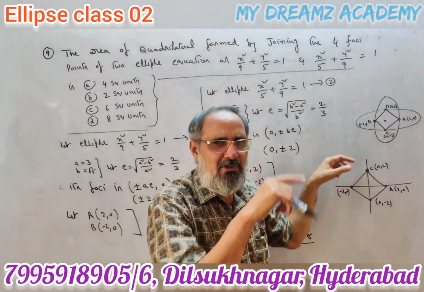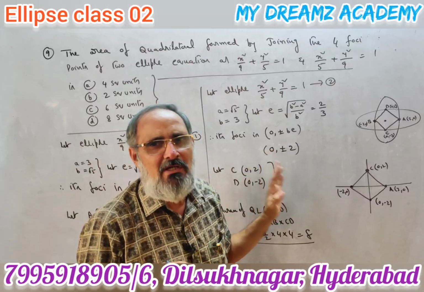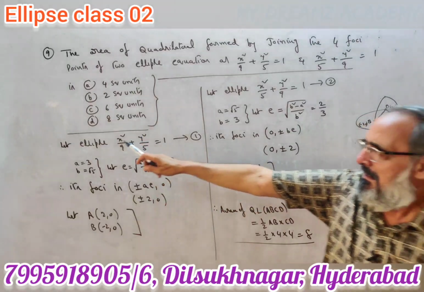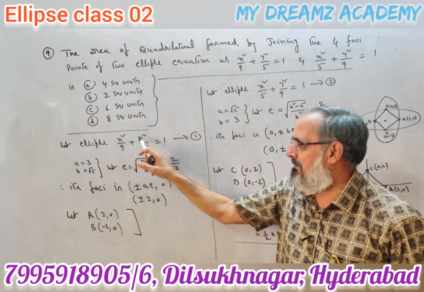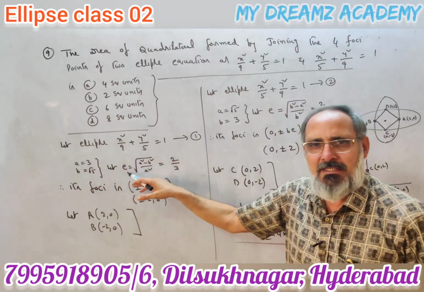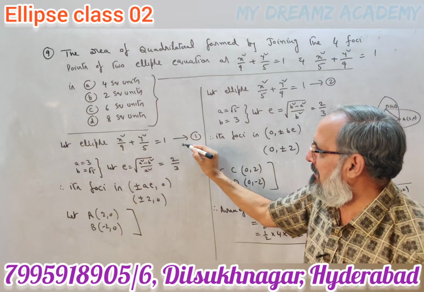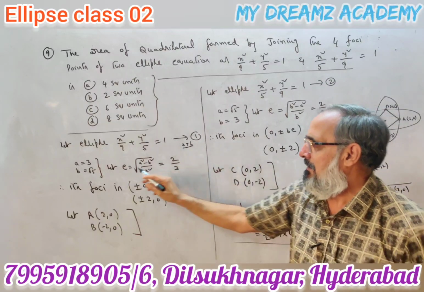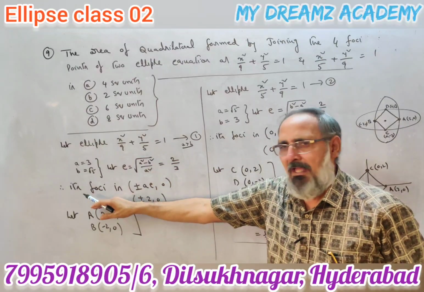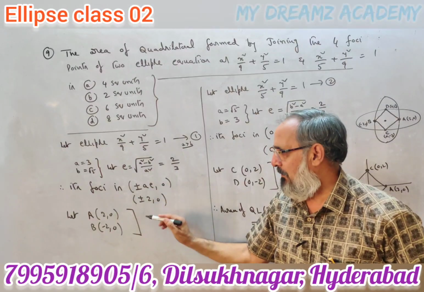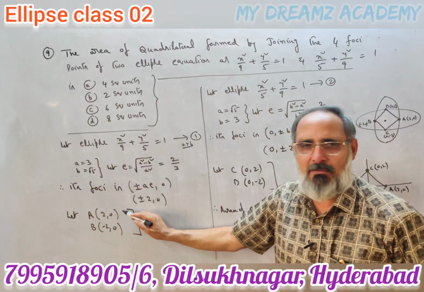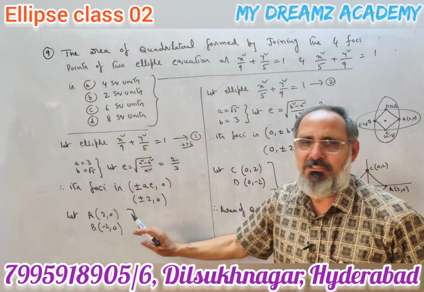If you attach all the 4 foci points, that gives the quadrilateral ABCD, and they are asking what is the area of the quadrilateral. You have done that one. Let ellipse 1 be x²/9 + y²/5 = 1. A is 3, b is √5. Eccentricity, since a is greater than b, is √(a² minus b²)/a, which calculates to 2 by 3. The foci are (±ae, 0), that is (±2, 0). So one focus is (2, 0) and the second of that pair is (-2, 0).